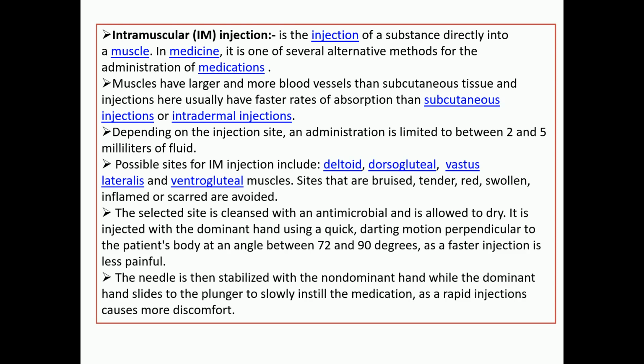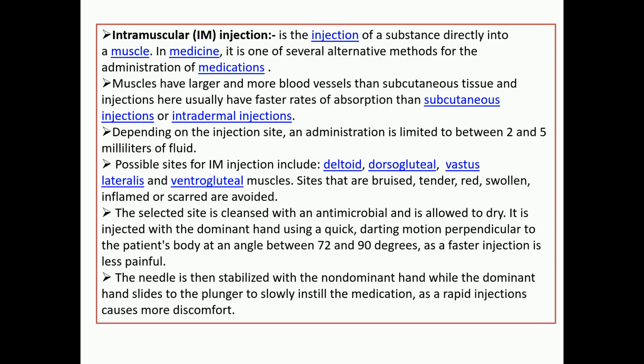Now, the preferred locations for the intramuscular injection include the deltoid muscle in the upper limb, then the gluteal region, particularly the dorsogluteal aspect as well as the ventrogluteal aspect, and the vastus lateralis in the case of children. We also have to see that the injection site is not inflamed or swollen, red, tender, bruised, or scarred, so those areas can be avoided. The injection site is cleansed with an antimicrobial and then allowed to dry.